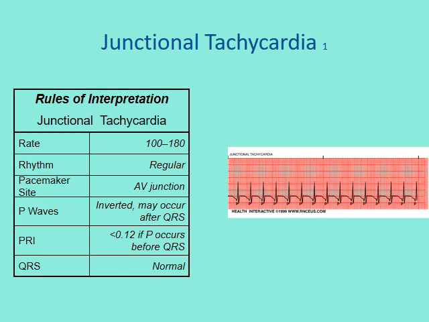Next is junctional tach. Things are going fast, over 100 beats a minute. So the rhythm is regular. We're tacking right along, regular beat. The P's are inverted. They can come before, after, or in the middle of the QRS complex, when you won't see them. And that QRS complex is normal, less than 0.12 or 3 little boxes.